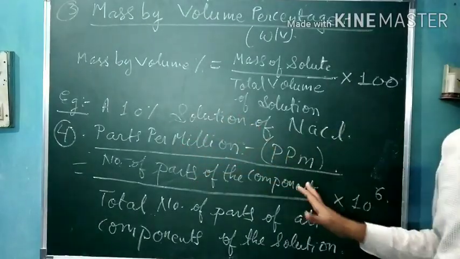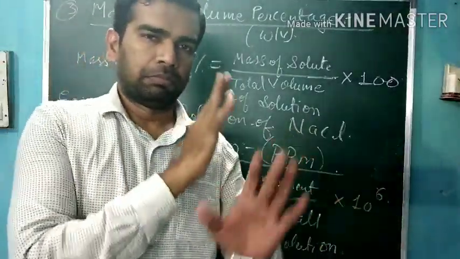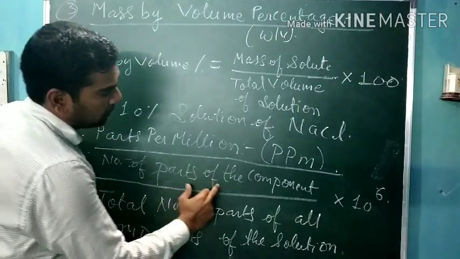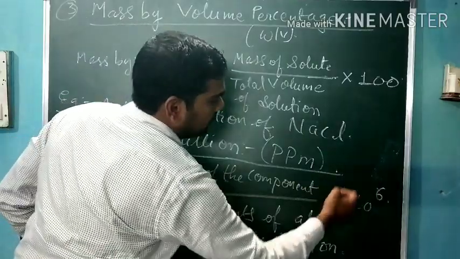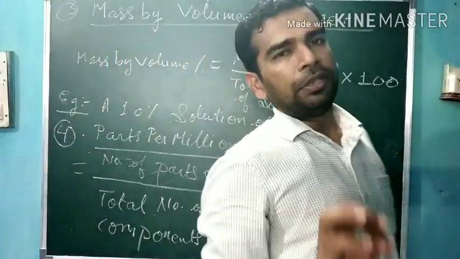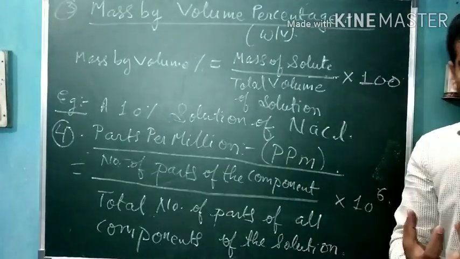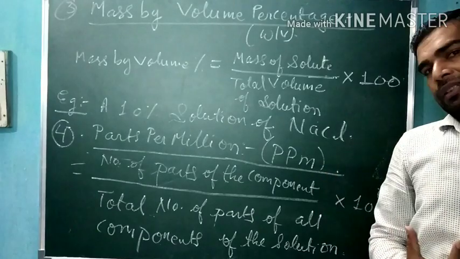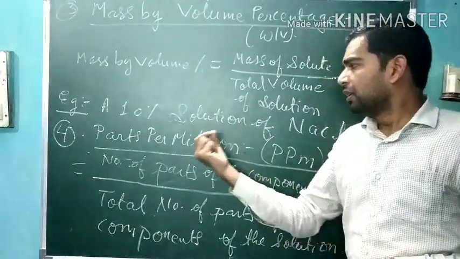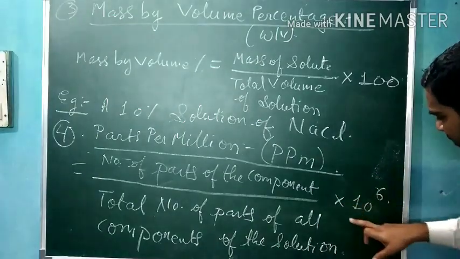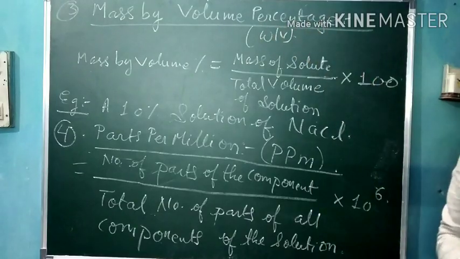Next one is parts per million. As I have already told you, the short form of parts per million is ppm. Here the formula is number of parts of the component upon total number of parts of all components of the solution into 10 to the power 6. Parts per million is used for calculating trace amounts. Trace means very less amount. For example, you are calculating the pollutants amount. Example, in chlorofluorocarbon you are calculating the fluoride ions in terms of ppm. And what does 10 to the power 6 mean? It means 1 million.